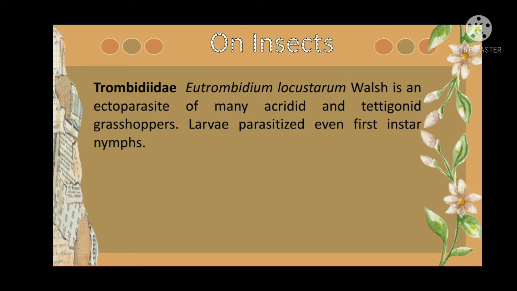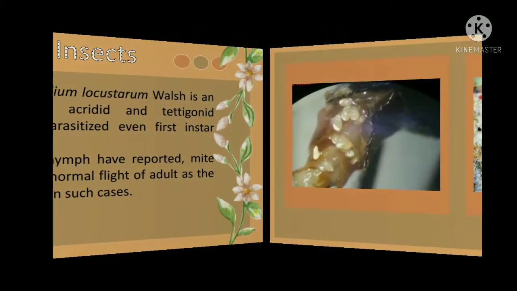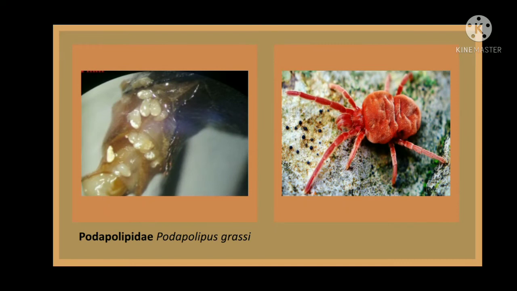Trombidiidae. An ectoparasite of many acridid and tettigoniid grasshoppers, larvae parasitize even first instar nymphs. Up to 35 mites per nymph have been reported. Mite feeding interfered in the normal flight of adults, as the wings were even broken in such cases. These are example images of Podapolipidae and Trombidiidae.